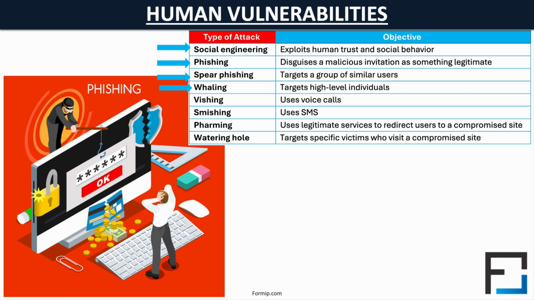Another type of attack is whaling, which literally means whaling. It's very similar to the previous one, except that the target is more about high-level people, whether in companies or governments. Vishing is an attack that occurs on telephone communications. Smishing is about text messages.